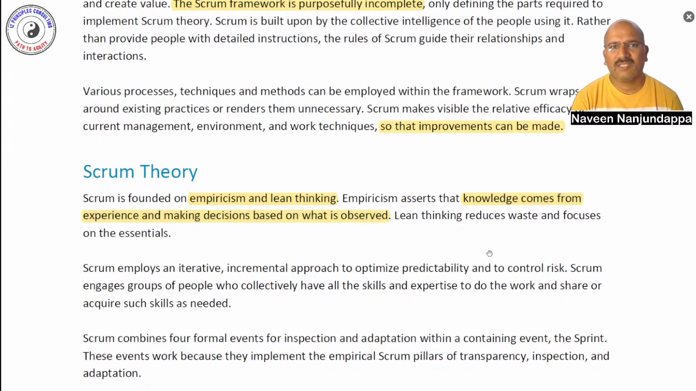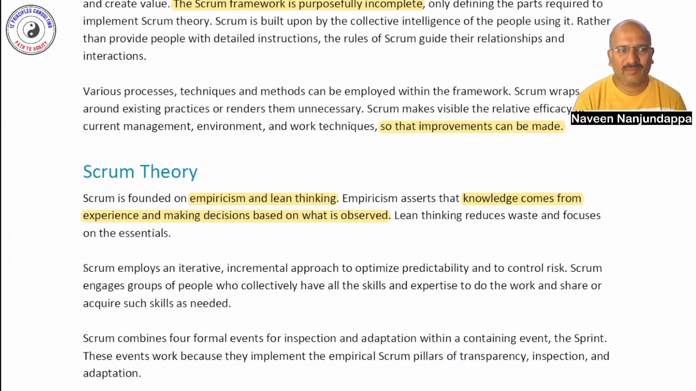So you can notice that in empirical thinking, you take a decision based on what you know now. You go with the assumption that we know whatever is required to take a decision, and as we incur new learning, we are going to change our plan. So empiricism is about constant improvement in the plan and decision making, while lean thinking reduces waste and focuses on essentials. You can think over everything that is not necessary, remove it, and focus only on what is essential.